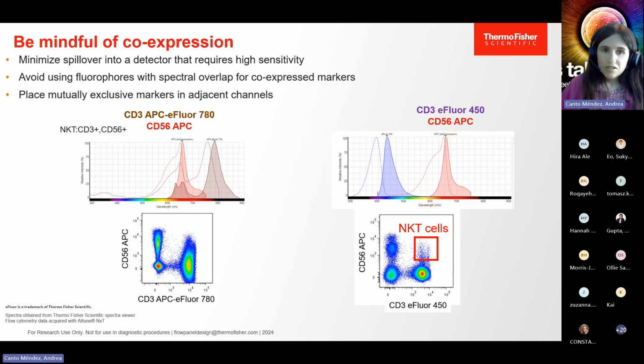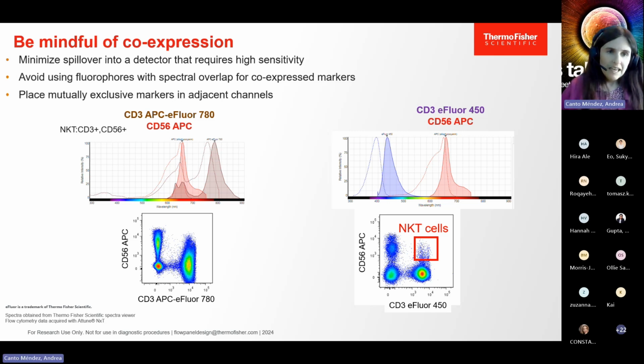If we change fluorophores for CD3 and we select Fluor 450, as we can see in this example, here we won't have any spectral overlap or spillover between the emission spectra of both fluors. They are very separated, and this allows us to detect our cell population of interest, the NKT cells. As you can see here, even though they are present at a low percentage, it is possible to detect.